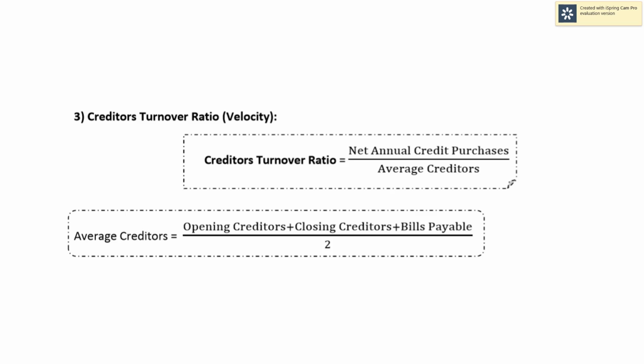The creditors turnover ratio is equal to net annual credit purchase divided by average creditors. To find the average creditors, it's similar to average debtors: opening creditors plus closing creditors, plus bills payable. It is just the opposite of average debtors.